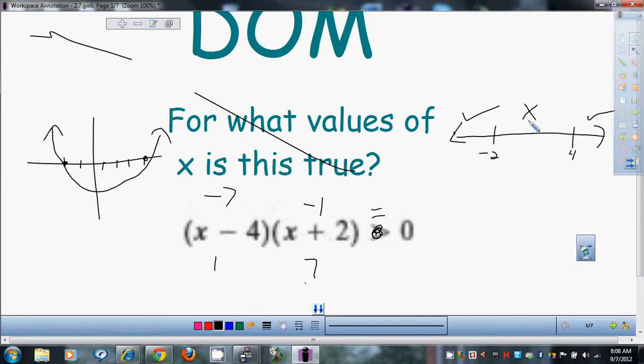What was the answer? Okay. Well, there's two ways to write it. How I would have written it is x is less than negative 2 and x is greater than 4.